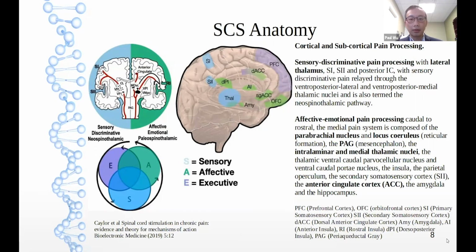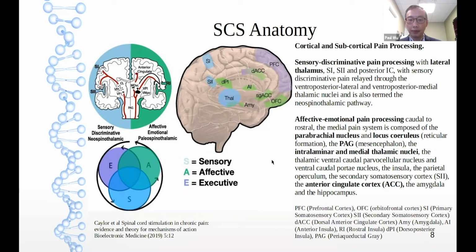So this is a slide of spinal cord stimulation anatomy. Basically, we're just showing the medial and lateral pathways. On the left side right here, the blue area is the lateral pathway, and on the right is the medial pathway. I'm not going to go through every single detail, but essentially on the lateral pathway, the destination is the S1 and S2 cortex through the lateral thalamic nuclei, and the medial pathway goes through the medial thalamic nuclei, and the destination is the anterior cingulate, as well as the rostral insula.